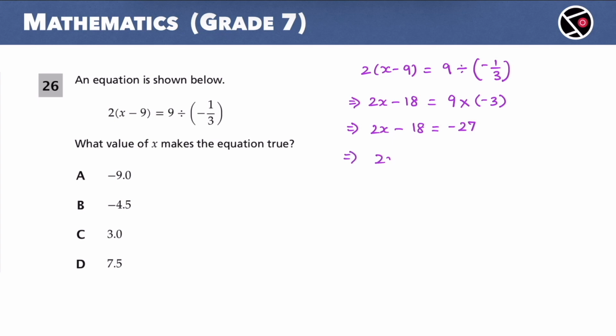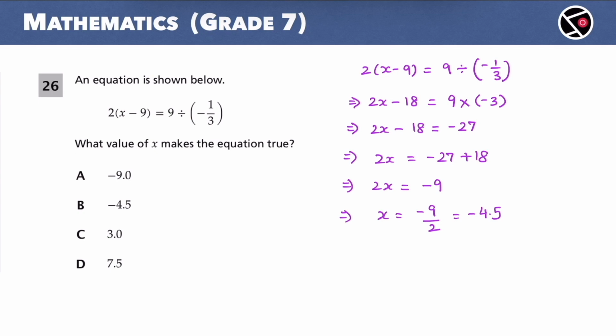Or 2x equals minus 27 plus 18. We have 2x equal to minus 9. So x is minus 9 divided by 2, which gives us minus 4.5.